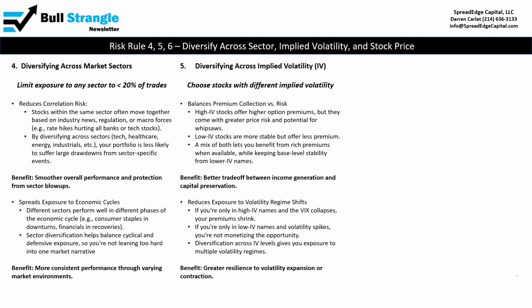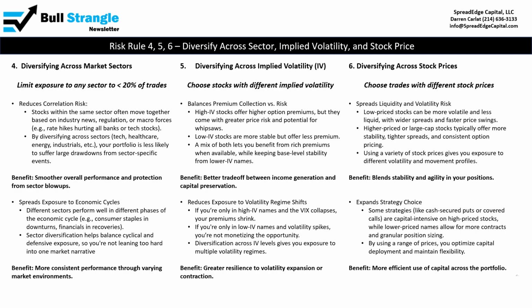And then the last one is diversifying across stock prices, and the rule is to choose trades with different stock prices. This spreads liquidity and volatility risk. Low price stocks can be more volatile and less liquid, with wider spreads and faster price swings. Higher priced or large cap stocks typically offer more stability, tighter spreads, and consistent option pricing. Using a variety of stock prices gives you exposure to different volatility and movement profiles. The benefit: it blends stability and agility in your positions.